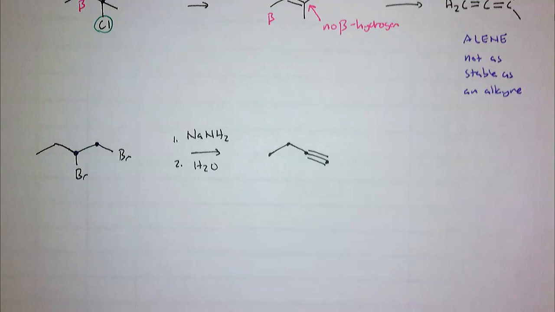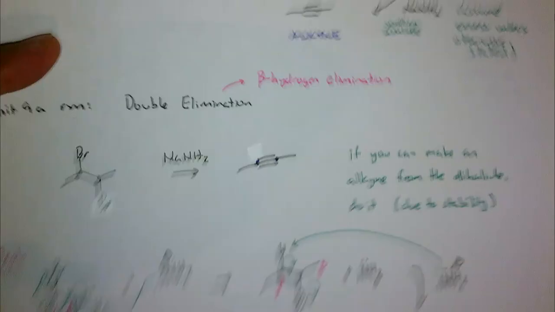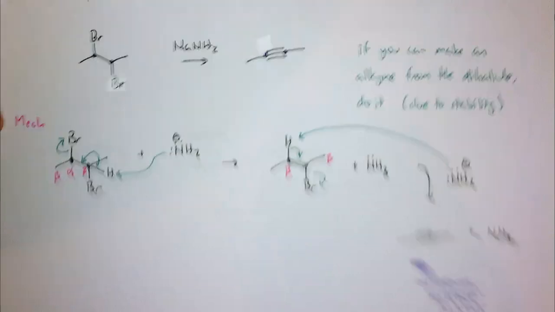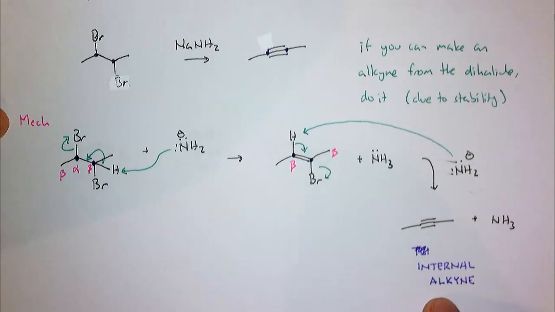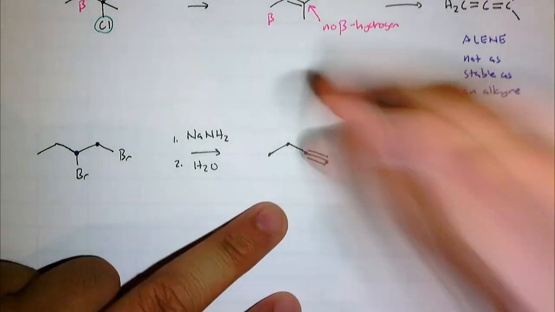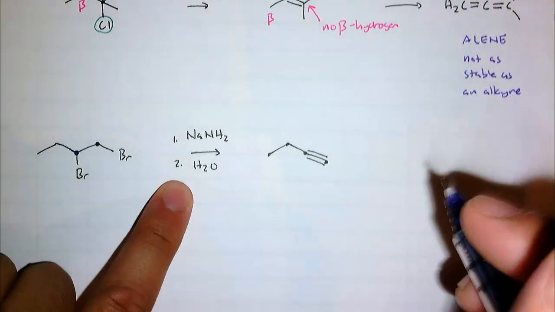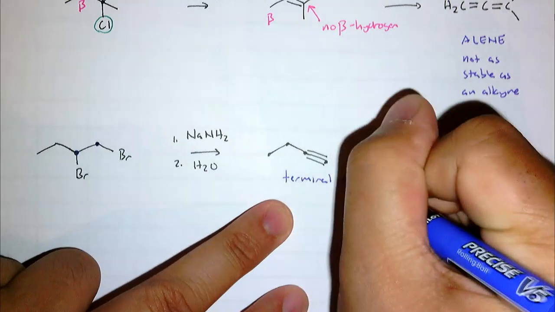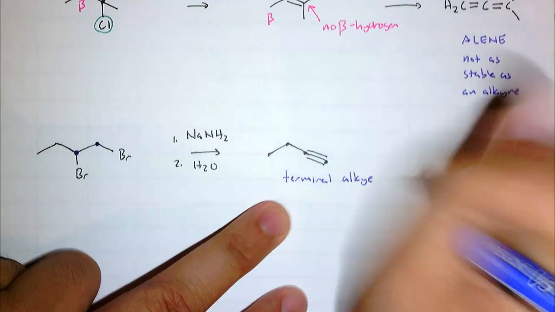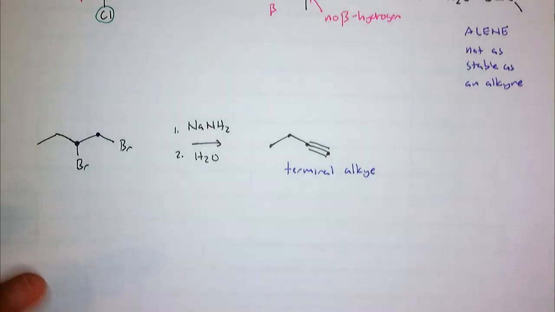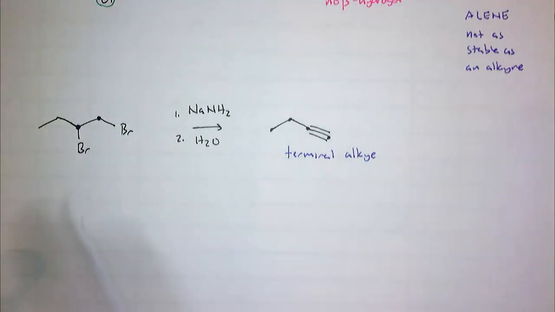What's the difference here? The difference here is that I do not have to do this H2O step because here I have an internal alkyne. Here I have a terminal alkyne, and I'm going to show you why I need the second step. Terminal alkyne again is a triple bond at the end of the molecule. Let me show you this and why this is necessary.